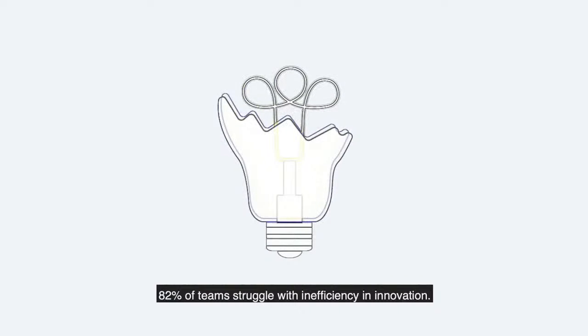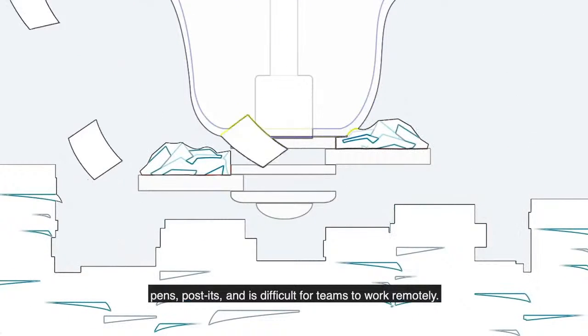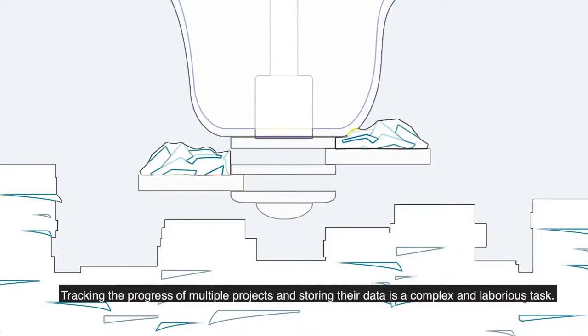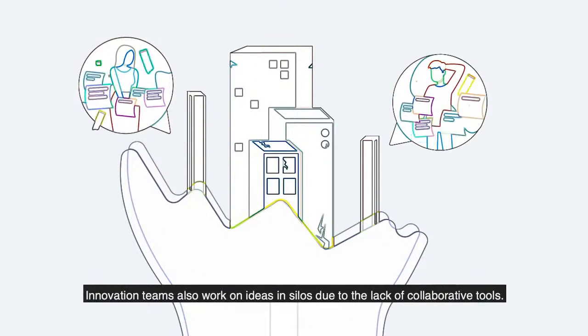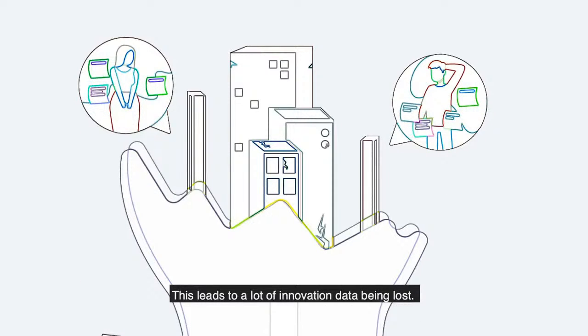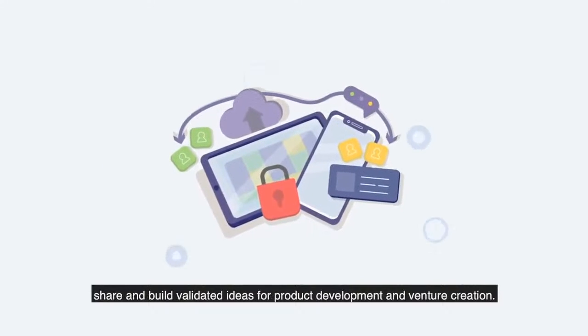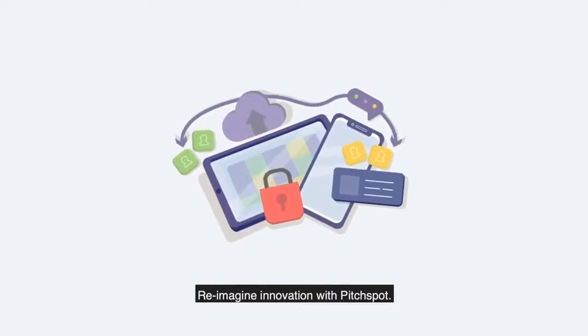Of teams struggle with inefficiency and innovation. Testing and validating ideas is still a tedious physical process involving pens, post-its, and is difficult for teams to work remotely. Tracking the progress of multiple projects and storing their data is a complex and laborious task. Innovation teams also work on ideas in silos due to the lack of collaborative tools. This leads to a lot of innovation data being lost. Introducing PitchSpot. PitchSpot digitizes innovation frameworks for teams to discover, share, and build validated ideas for product development and venture creation. Reimagine innovation with PitchSpot.